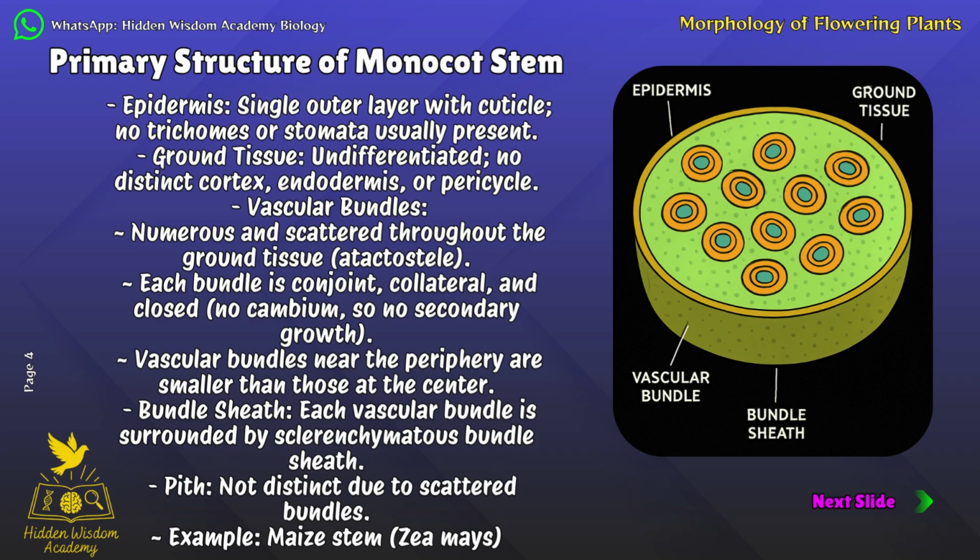Each vascular bundle is conjoint, collateral, and closed, meaning there is no cambium and no secondary growth. A sclerenchymatous bundle sheath surrounds each bundle for support. The pith is not distinct because the ground tissue is continuous. Maize stem is a typical example of a monocot stem.